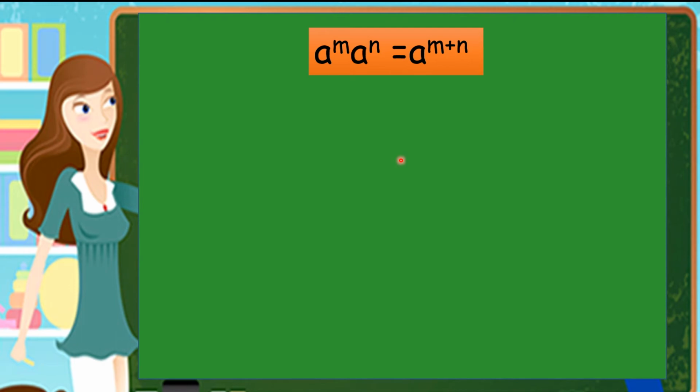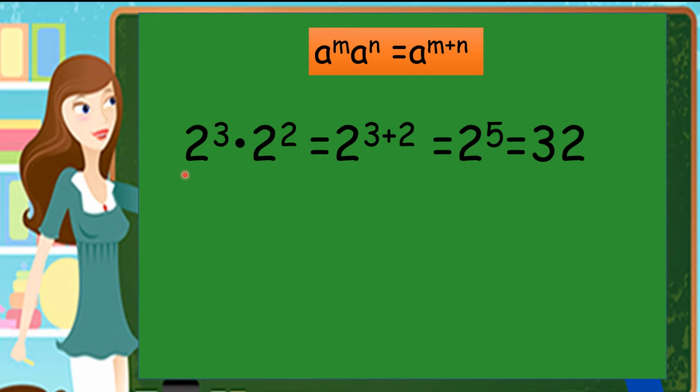Our first example is 2 raised to the third power times 2 raised to the second power. So, copy the base which is 2. Then, add the exponent na 3 plus 2. At ang magiging sagot dito, 3 plus 2 is equal to 5. So, 2 raised to the 5th power. So, 2 times 2 times 2 times 2 times 2 is equal to 32.